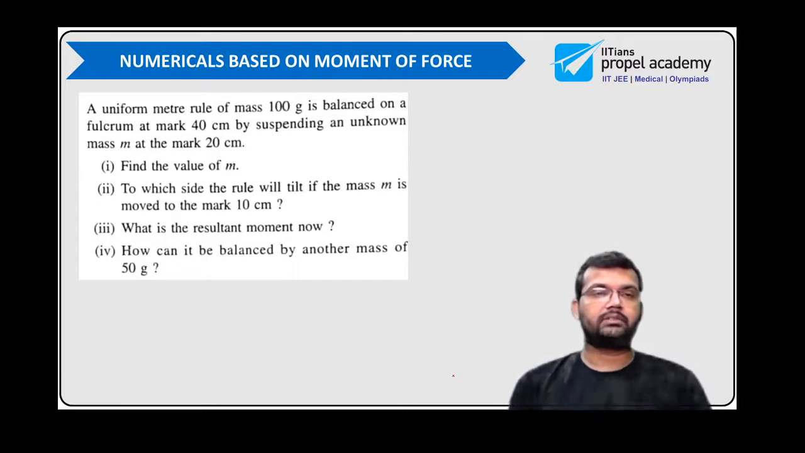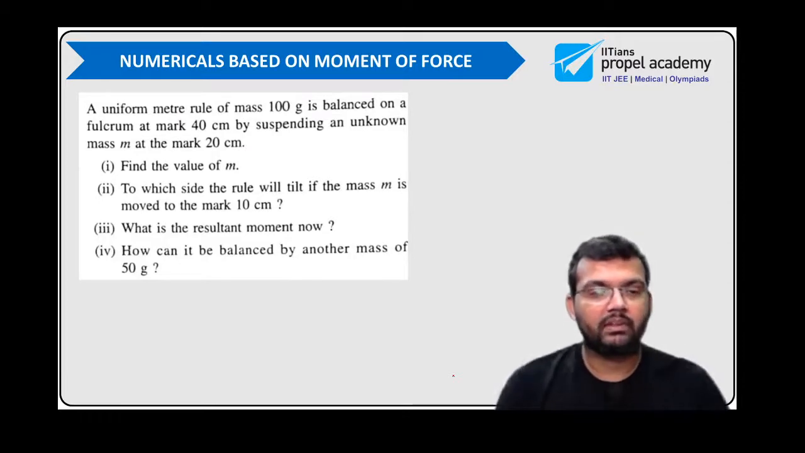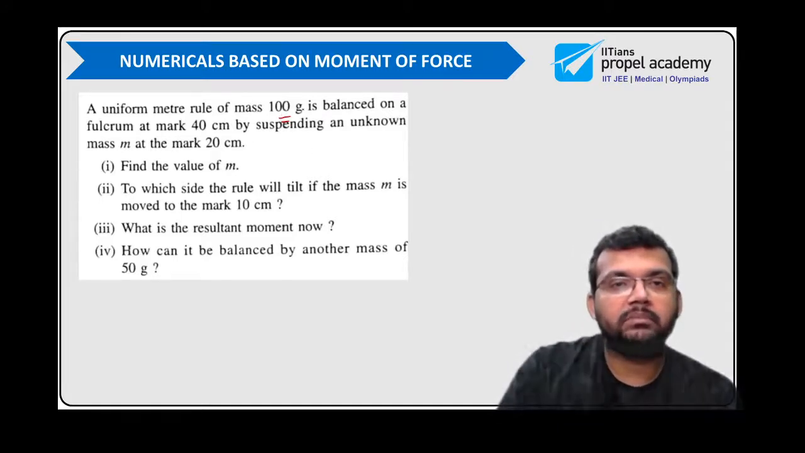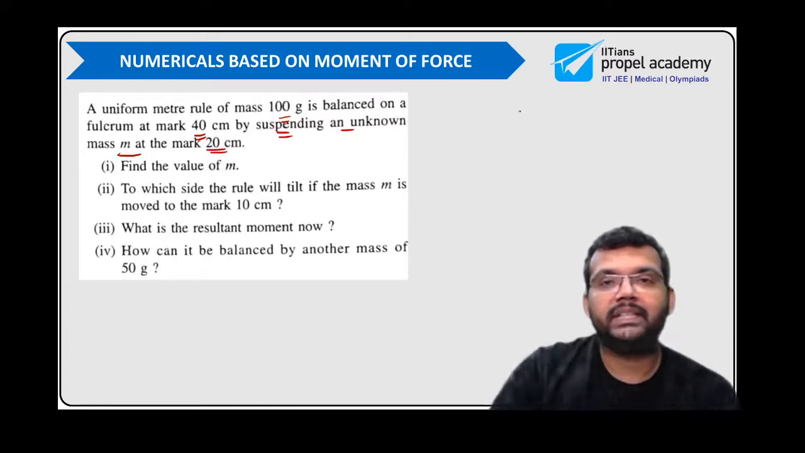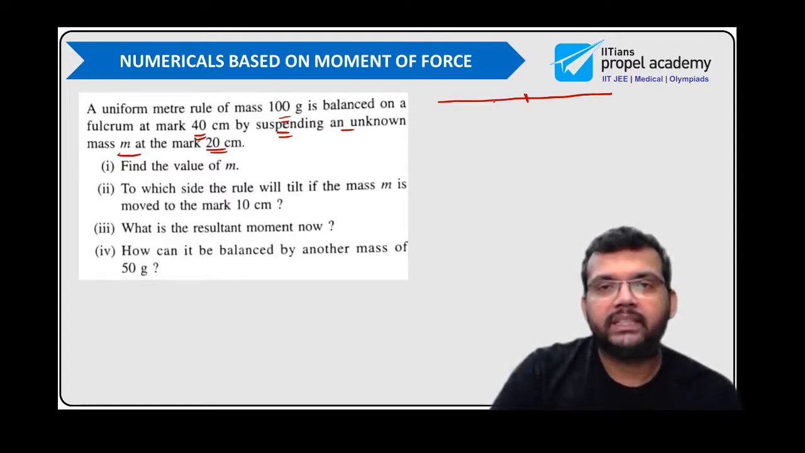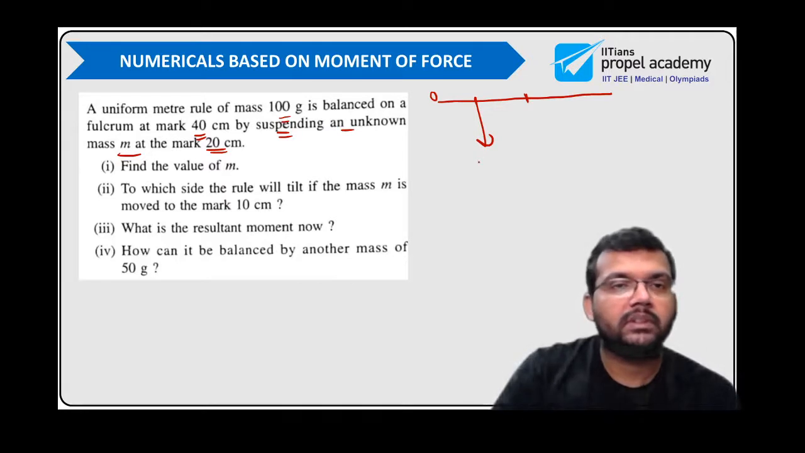Okay, very good question we have. Last two questions, I think. A uniform meter rule of mass 100 gram is balanced on a fulcrum at a mark of 40 centimeters by suspending an unknown mass m at mark 20 centimeters. So let's take the scale, middle point. So at 20 centimeters, this is zero. So from 20 centimeters we have unknown mass m.